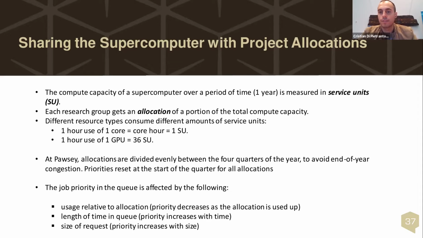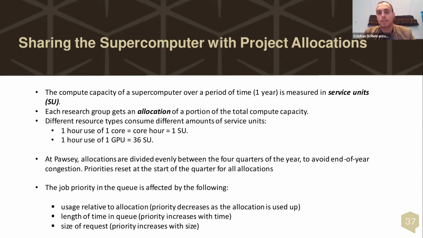The first step is to define a measure for the compute capacity, and supercomputing centers came up with the definition of service unit. A service unit is usually defined at a very basic level: 1 hour use of one CPU core. If you have accelerators like GPUs, then you can have additional definitions, such as 1 hour use of one GPU is equivalent to 36 service units.